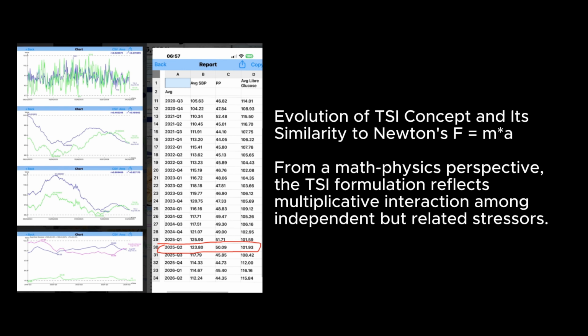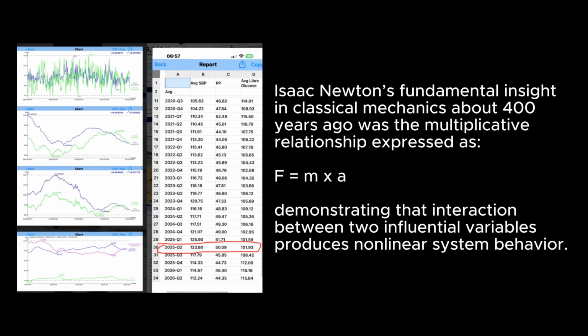Evolution of the TSI concept and its similarity to Newton's F=ma from a math-physics perspective. The TSI formulation reflects multiplicative interaction among independent but related stressors. Isaac Newton's fundamental insight in classical mechanics about 400 years ago was the multiplicative relationship expressed as F=m×a, demonstrating that interaction between 2 influential variables produces nonlinear system behavior.